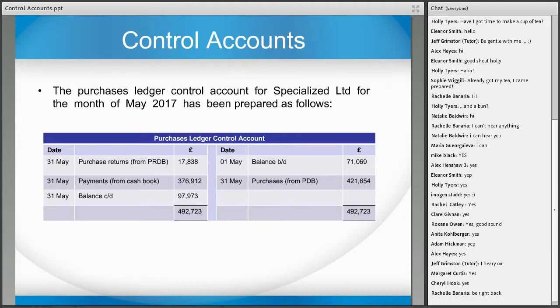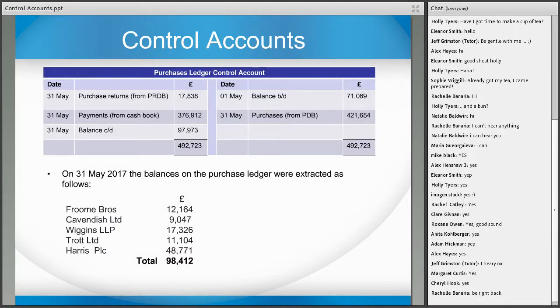Right, moving on. The balances below are all the individual suppliers. There's not many in this example, obviously, to keep it simple. So the total of all those suppliers' individual accounts totals 98,412. Now, as you can see, that is not the same as the balance carried down of 97,973. So somewhere we've got an error of £439.